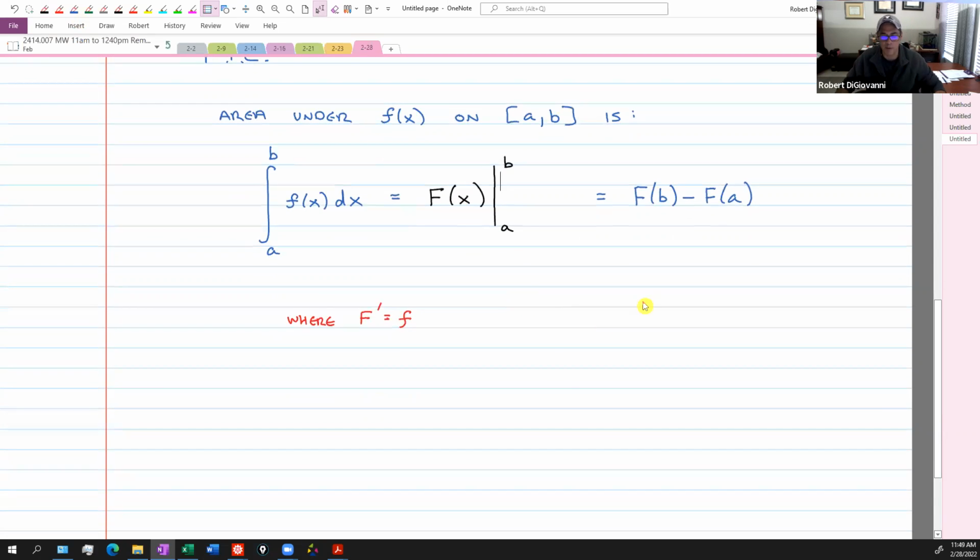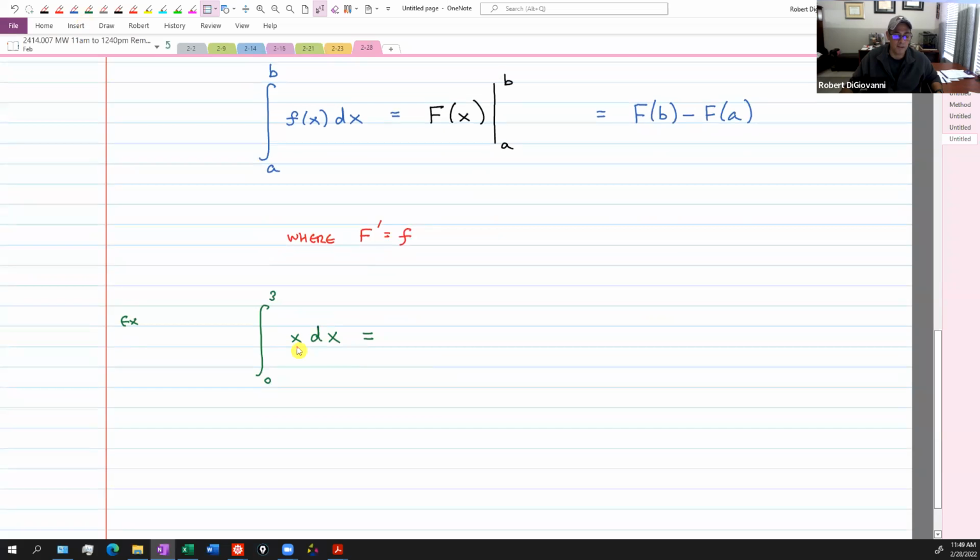Let me show you an example right underneath this. As an example, let's say I wanted to do this. Go from 0 to 3 of x dx. This means if we were to look at this function, f of x equals x, between 0 and 3, I want to know the area. So the very first thing I'm going to do is find the antiderivative, right? This is the black bar. So what's the antiderivative of x?